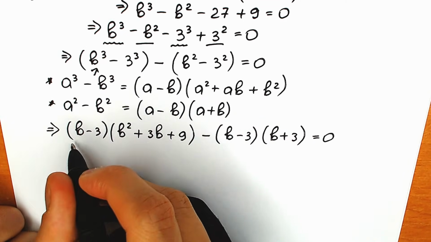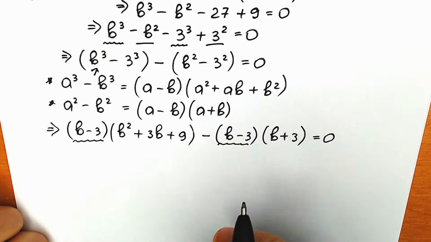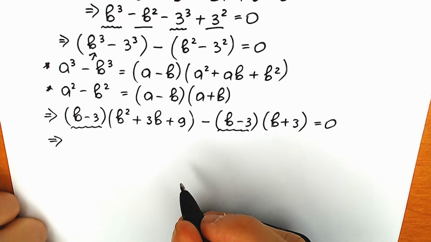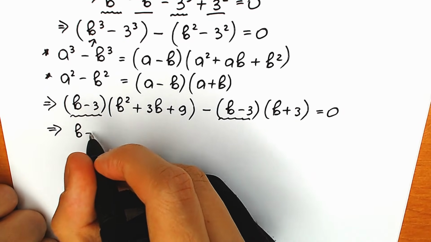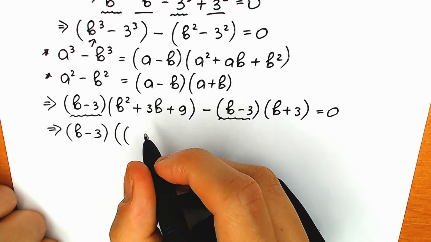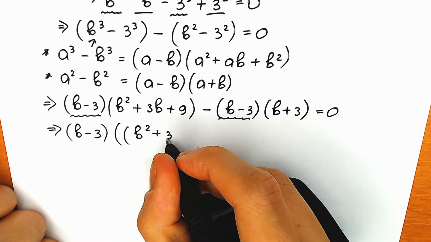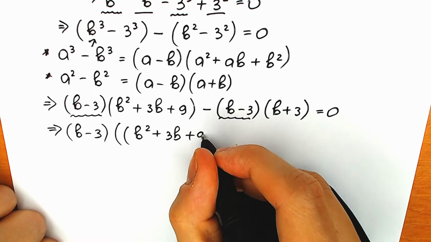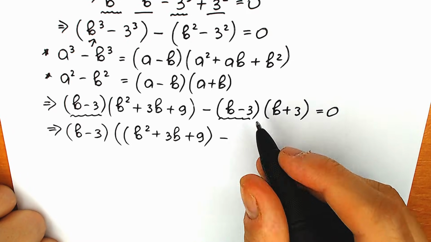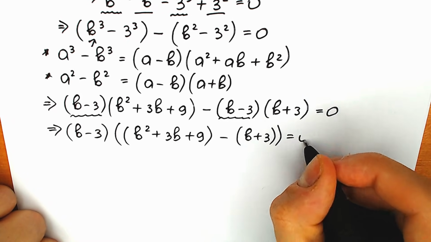Okay, and right now let's look at this equation from another angle. We have b minus 3 right here, and we have b minus 3 at this place. Right now, we can easily factor out this b minus 3 as a common factor. So let's do it right now. So we factor out b minus 3, and in another parenthesis, what do we have? This expression, b squared plus 3b plus 9, minus what do we have? b plus 3 from here, so b plus 3, equal to 0.